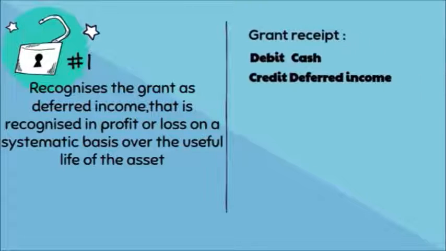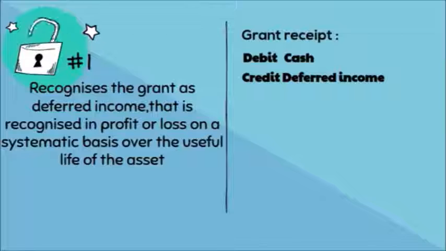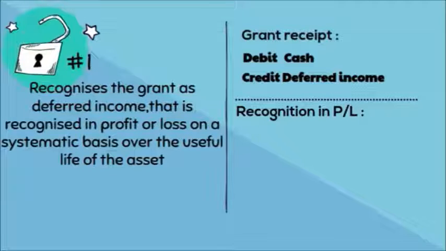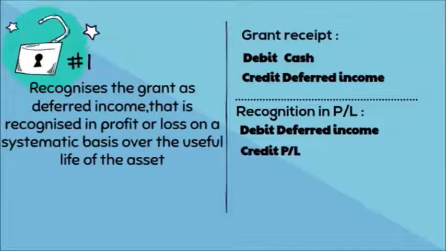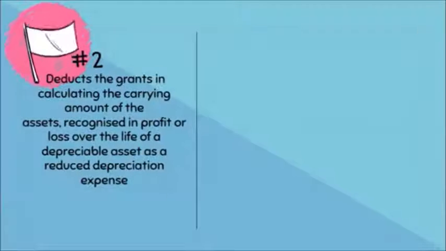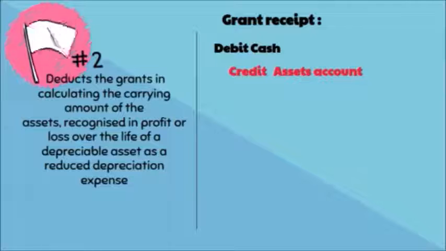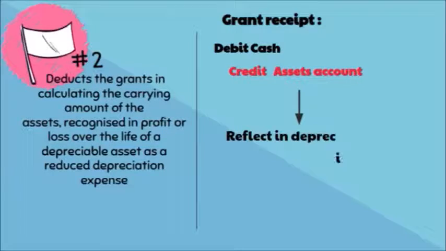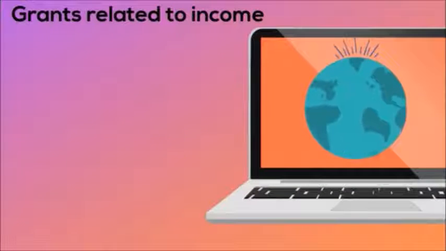In the case when a company receives the grant, the journal entry is to debit cash or bank account and credit deferred income. And then you need to recognize the grant in profit or loss. You will do it on some systematic basis over the life of the asset acquired. The journal entry is to debit deferred income and credit profit and loss. The second option is to account for a grant as a deduction from the amount of the acquired asset. In this case, when you receive the grant you debit cash account and credit asset account. Here you do not need to take care of amortizing deferred income in profit or loss because everything is reflected in the depreciation charge.